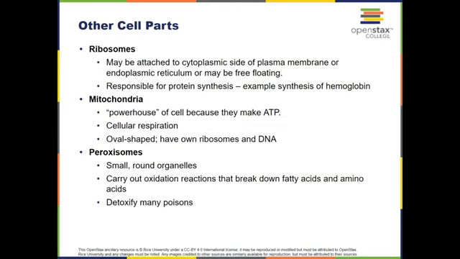Mitochondria are known as the powerhouse of a cell because through a series of processes, they create ATP. The main process they do is oxidative phosphorylation, which is the use of oxygen to create the most ATP during a process called cellular respiration. They tend to be oval-shaped, and they actually have their own ribosomes and DNA. Peroxisomes are like lysosomes, except they contain detoxifying enzymes. So they carry out redox or oxidation reactions that can break down substances into more neutral products. They can even detoxify many poisons. So whereas lysosomes are more digestion-based, peroxisomes are more detoxification or redox-based.